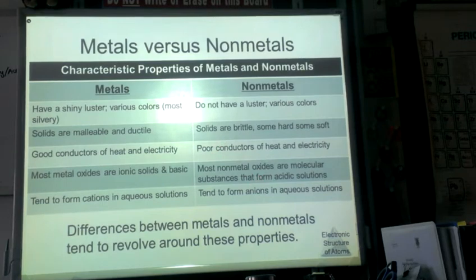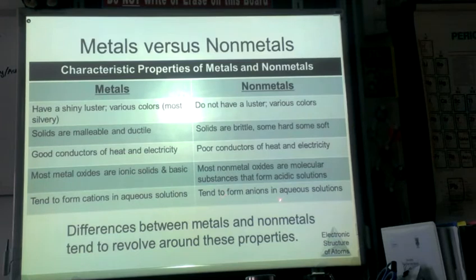Most nonmetal oxides are molecular substances, but again, we do have some nonmetal oxides that will form what we call covalent networks. Diamond is one of those things, even though it's not a nonmetal oxide, but they don't always just form molecular substances. They can also form something called a covalent network. We don't have to know what that is yet. We'll keep that for chapter 12 or 13, whatever it is. And usually if we react a nonmetal oxide with something, we end up with an acidic solution.